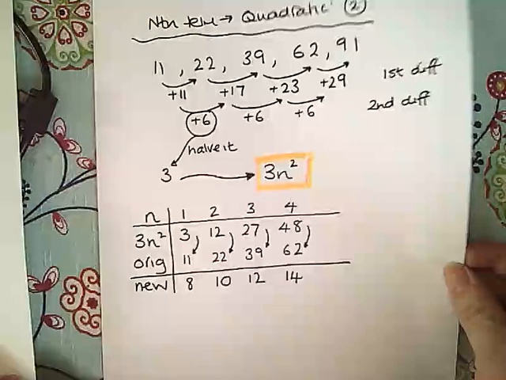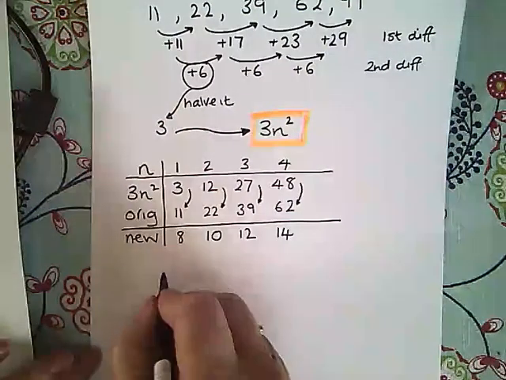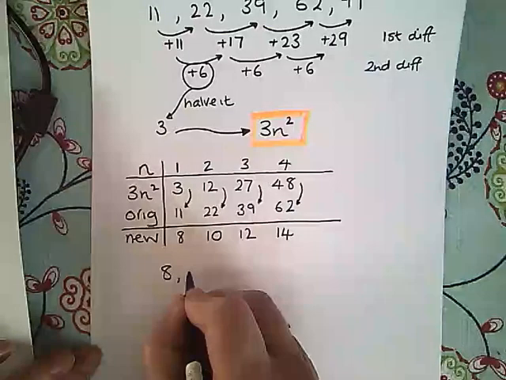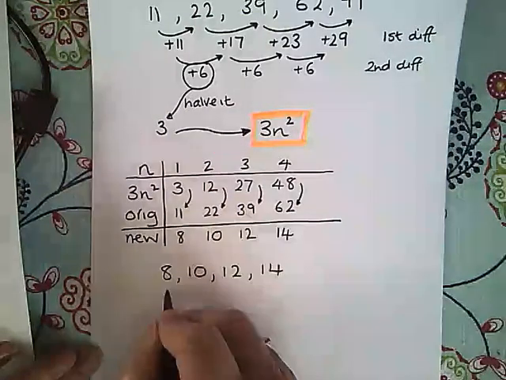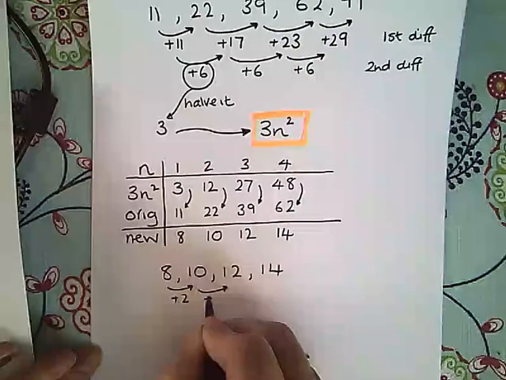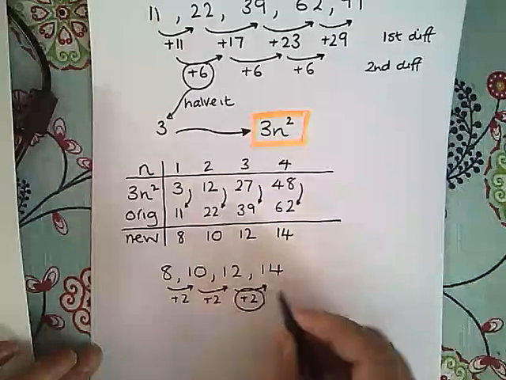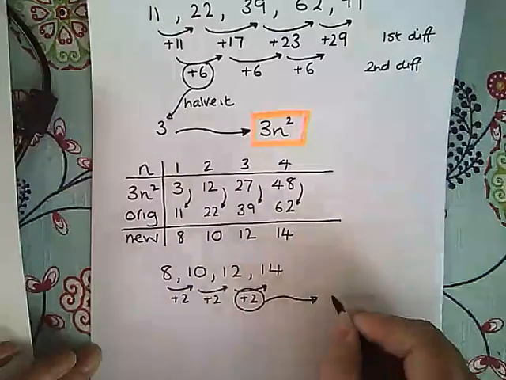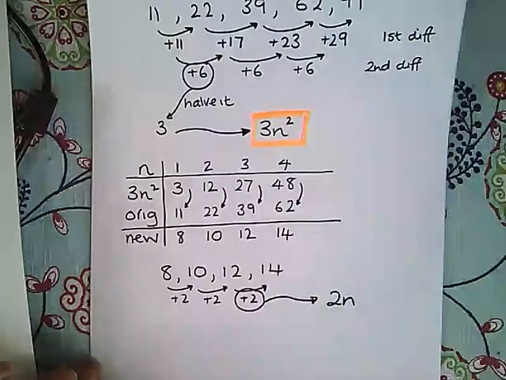My new sequence, I'm now going to determine the linear rule for this sequence. So write the numbers out again, 8, 10, 12 and 14. The difference between each term is plus 2, plus 2, plus 2. That plus 2 tells us that 2n is part of the rule for that sequence.